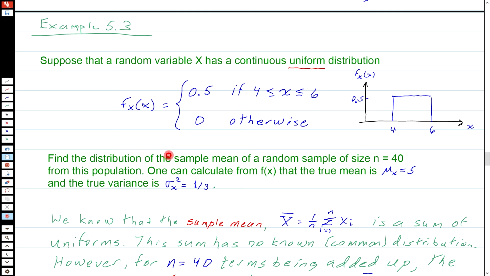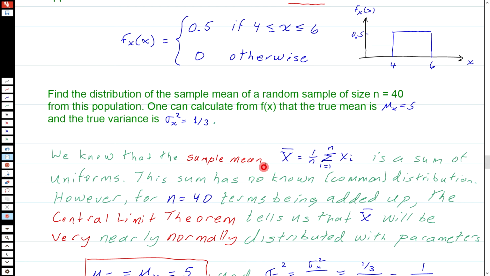Okay, find the distribution of the sample mean of a random sample of size n equals 40. So the sample mean is the average of a sample of size 40 from this population. One can calculate from f of x that the true mean is 5. Okay, so from this distribution, the true mean is the balance point, which is halfway between 4 and 6, which of course is 5. And if you recall, the variance of a uniform distribution is 1/12 the width squared. The width here is 2. So this is 2 squared divided by 12, which is 4/12, which is 1/3.